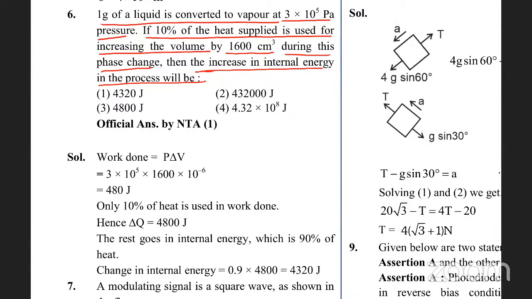So definitely we know work done is PdV. So we know that work done in thermodynamics was PdV, which comes to 480 joules. If only 10% of it is used as work done, the rest goes to the internal energy, which is 90% of heat. So the answer is 4320 joules. Okay. So this is based on the heat and thermodynamics concept.